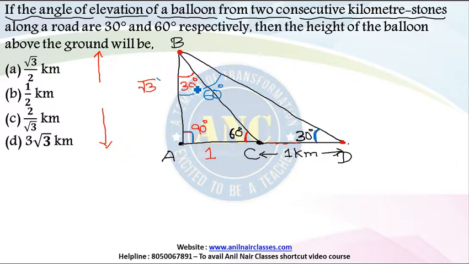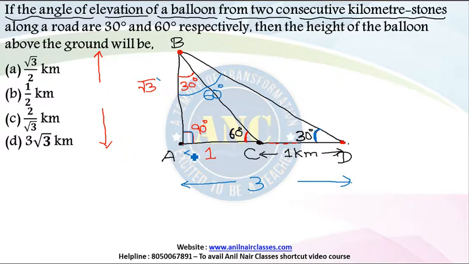Opposite to 30, if it is 1 unit, then opposite to 60, which is AD, it will be √3 units. But opposite to 30 is already fixed here as √3 units. Opposite to 60, that is AD, is nothing but 3 units. I believe you are able to understand. That means according to my assumption, I can say that this entire value from A to D is 3.